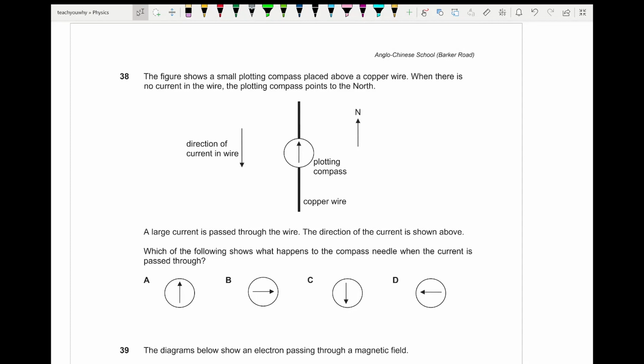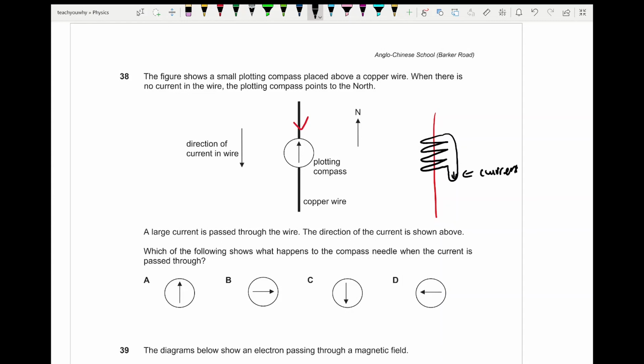38. The figure shows a small plotting compass placed above a copper wire when there is no current in the wire. The plotting compass points to the north. Okay? When a large current passes through the wire, the direction of the wire is as shown above. Okay, so the current is here. So if you have watched my earlier video on how to use the right hand grip rule, we'll use the right hand grip rule here, because then your finger is here, use your right hand, and then you point. This is your current.